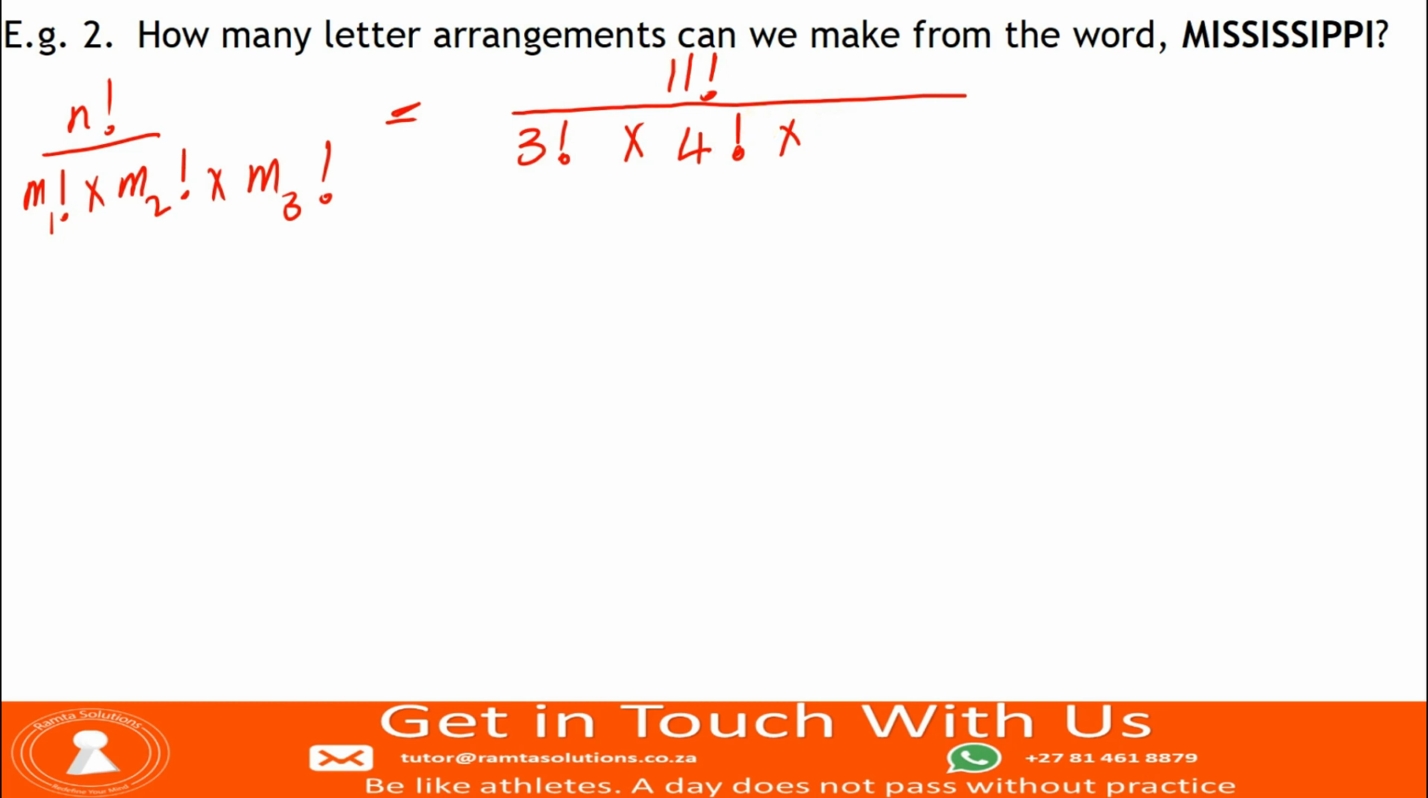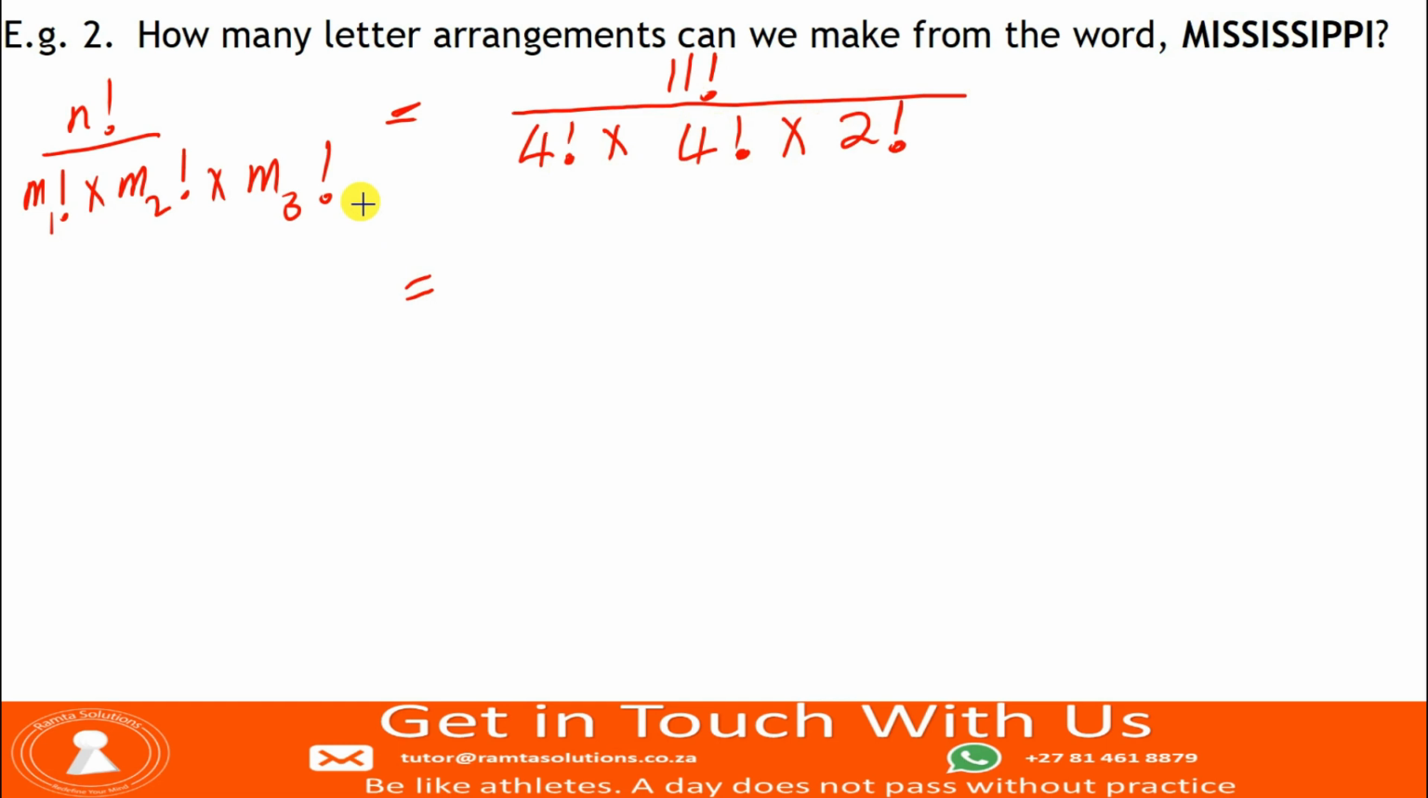Mississippi. Okay, no, I was wrong. The I's are repeating 4 times. Yes, now it makes sense. The S's are repeating 4 times as well. The P's are repeating twice. Can you guys see that? M is the other different letter. So 4, 4, 8, and 2 is 10, plus M, 11. So it makes sense.